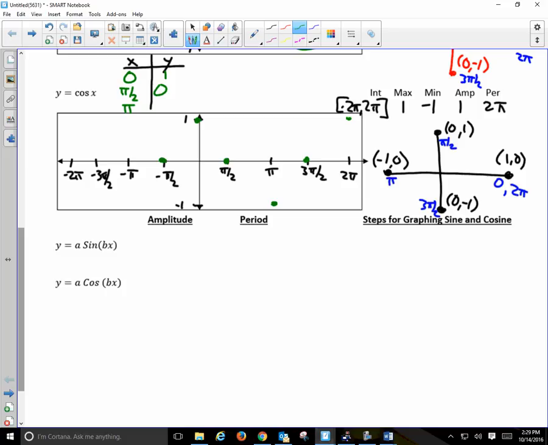At negative pi, where is it going to be? It's going to be down -1. Where's it going to be at negative 3 pi over 2? And where's it going to be at negative 2 pi?